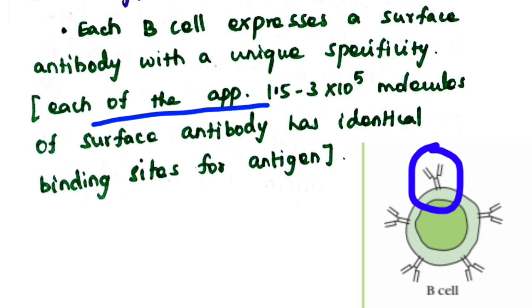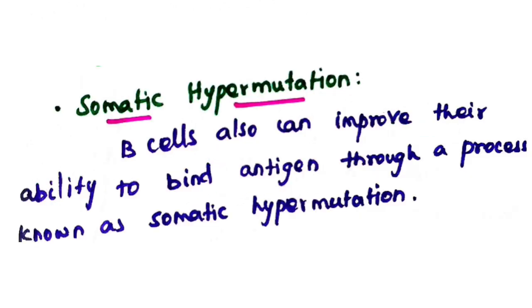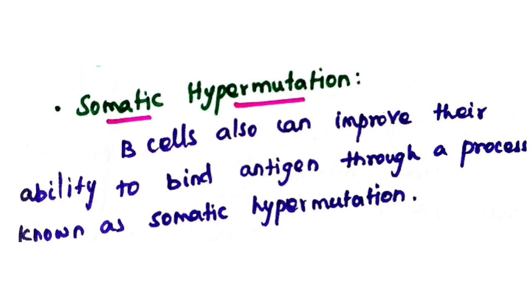Each of the approximately 1.5 to 3 times 10 to the power 5 molecules of surface antibody has identical binding sites for antigen. Each antibody has its own specificity for a specific antigen. B cells can also improve their ability to bind antigen through a process known as somatic hypermutation. This process introduces mutations into B cells, thereby creating a wide variety of antibodies, which helps the immune system fight new foreign elements.